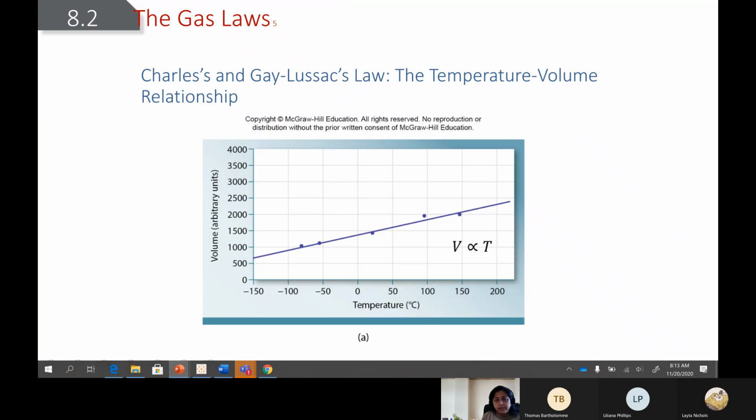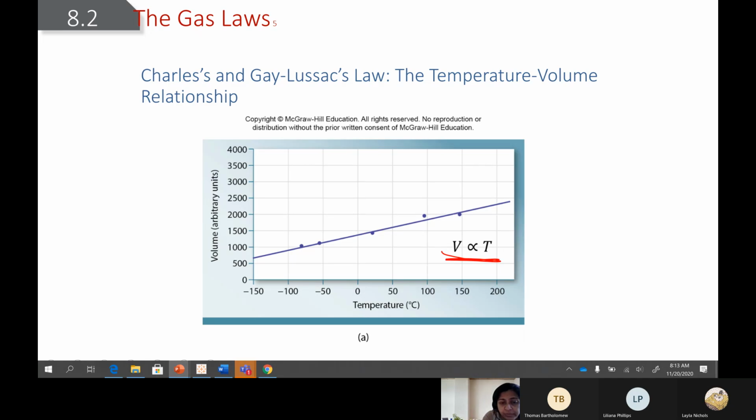Let's move on. Now we are moving to Charles's law. It relates the temperature and volume of a gas sample. Charles's law says that at constant pressure, the volume of a gas sample is directly proportional to the temperature.